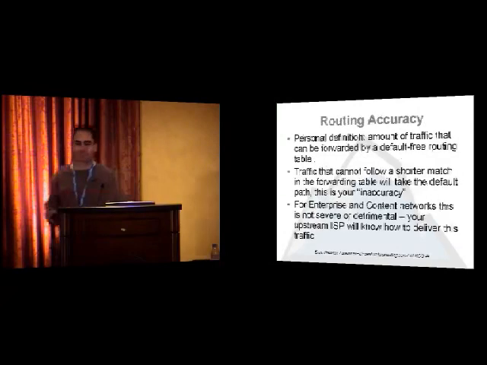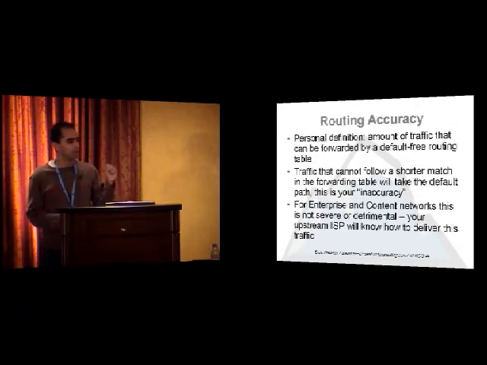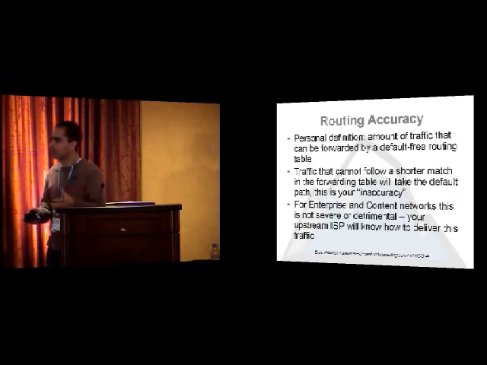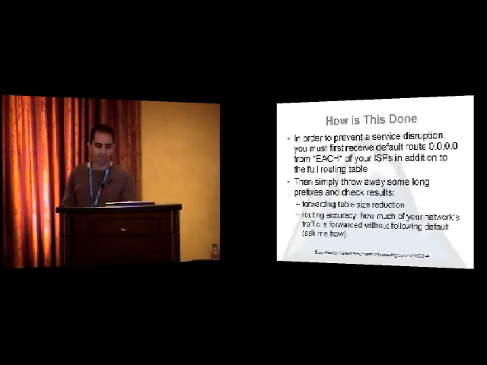What's routing accuracy? What I define as routing accuracy is how much traffic we can still forward without following the default route. Anything that can't follow a shorter match and goes out the default is considered inaccurate. It's not the end of the world for you. It's not going to harm your end users, because it's going to go to your upstream ISPs, and your upstream ISPs, of course, can carry the full table and will know how to deliver that traffic.